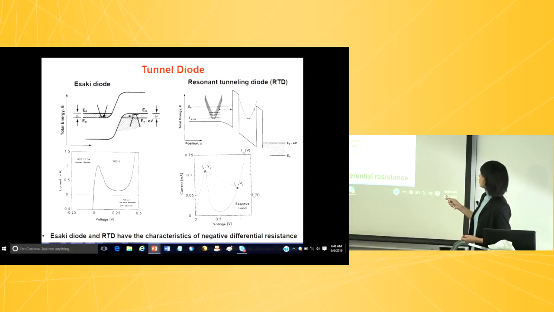Another type of tunneling diode is the resonant tunnel diode. In this case, it uses a quantum well, usually based on III-V materials. When the electron energy in the emitter is at the same level as the energy in the quantum well, the electron can resonantly tunnel from the emitter to the well. It generates a high current. When the energy level in the quantum well is below the conduction band of the emitter, the electron can no longer tunnel through the barrier because there is no available energy level in the well. Then the current will reduce. It will also form a negative differential resistance.